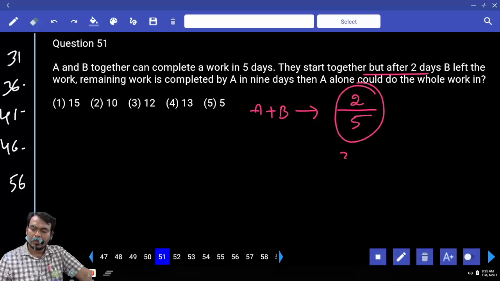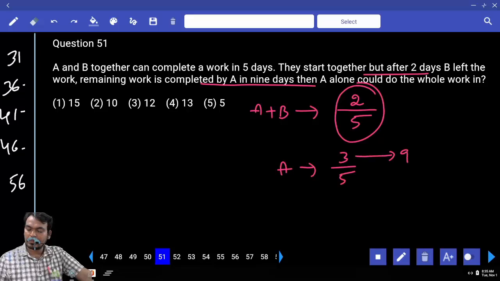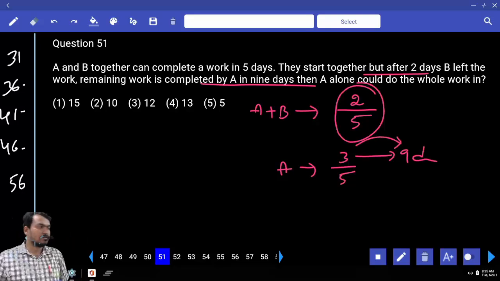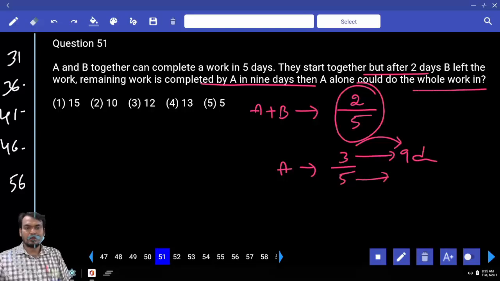What is the remaining work? 3/5. That 3/5 is completed by A in how many days? 9 days. Means out of 5 parts, 3 parts is completed by A in 9 days. What is the question here? A alone can do the whole work. Whole work means how many parts? 5 parts. 5 parts means 15 days or not?